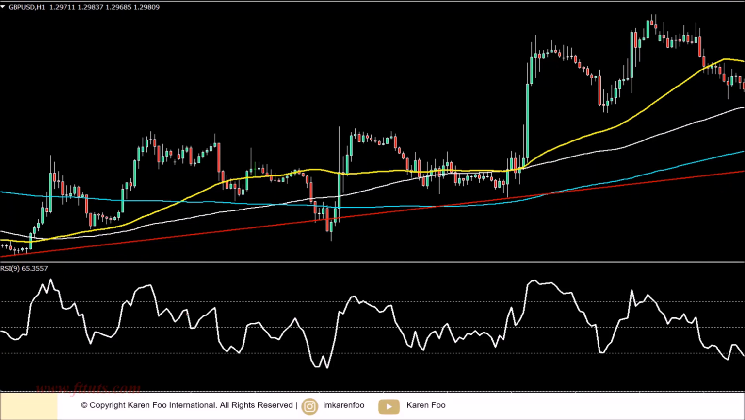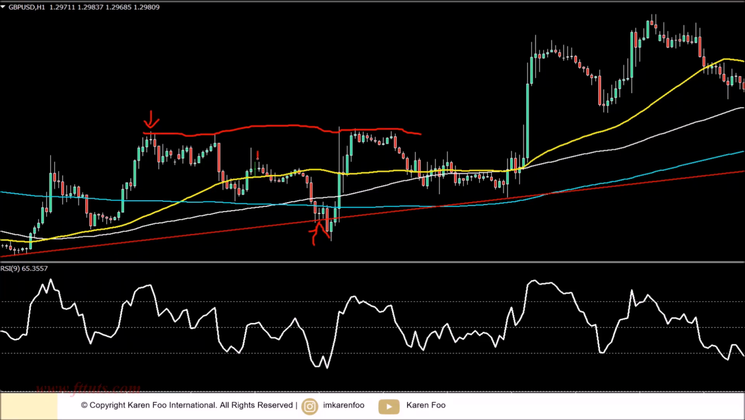Can you spot where the doji is? Alright, there's one over here. There's one over here, resting at this trend line, and also the 200 SMA. So there's a confluence. One doji over here, which is at this resistance line. So hence the price retraced from here.